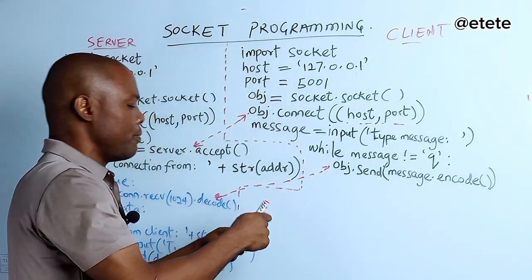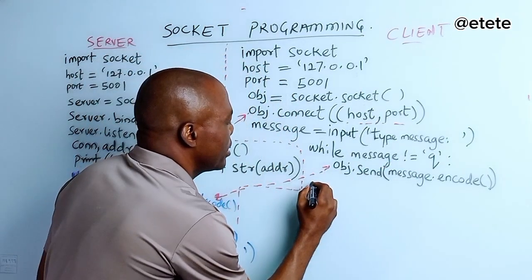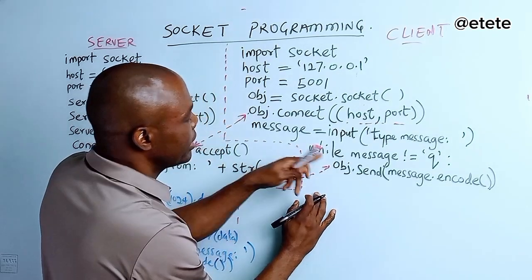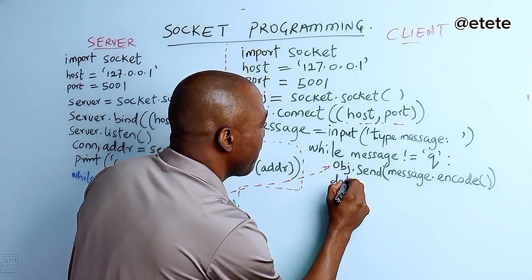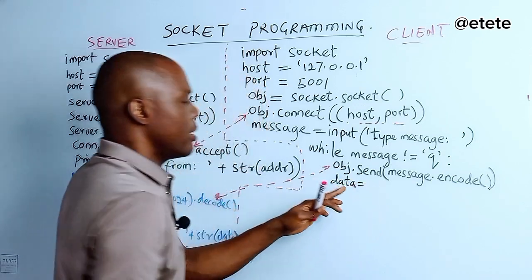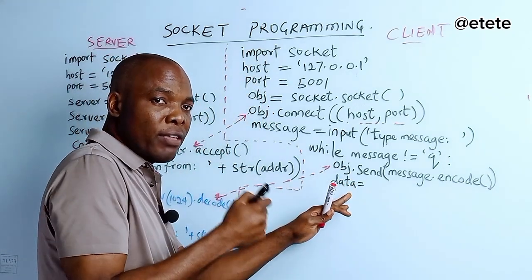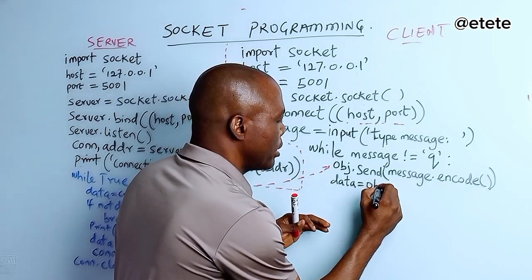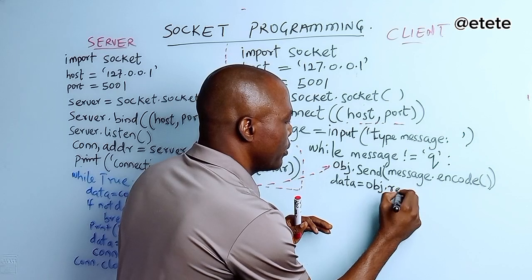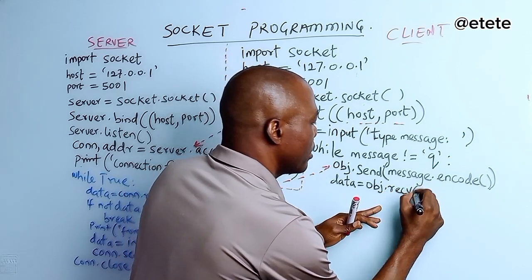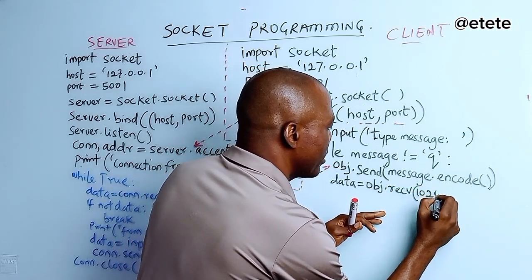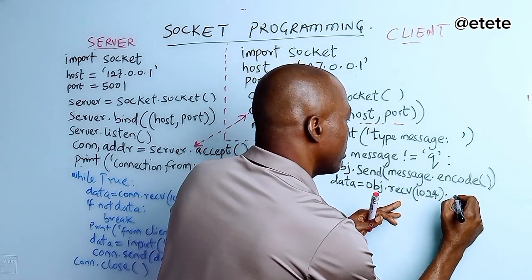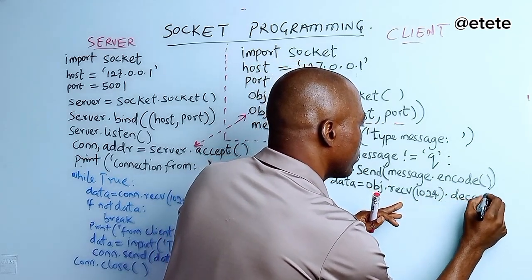So at this end now, what will you do? You will now create a variable, data, sorry, inside the while loop. So you say data, right? To receive, you create a variable that will receive the message that is coming. So it will become object dot receive, RCV, right? It will receive 1024 bytes. So I'm asking it to receive 1024 bytes dot decode.